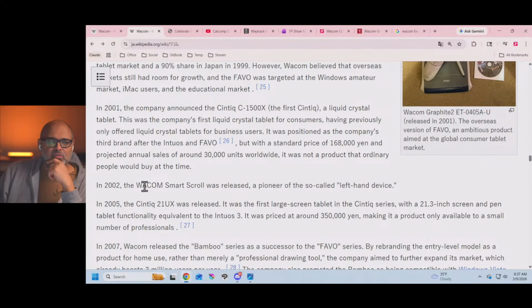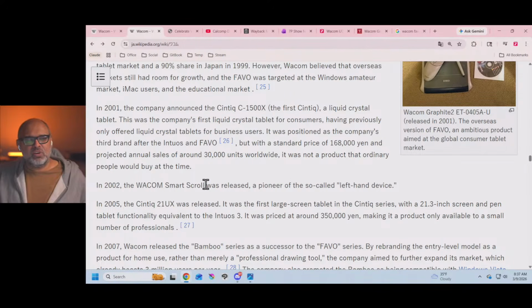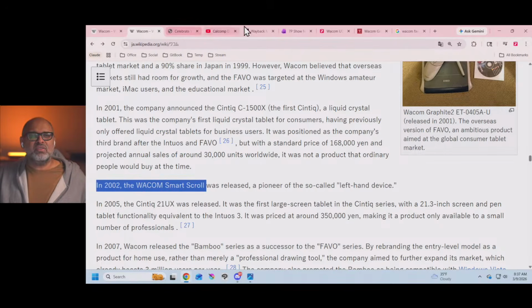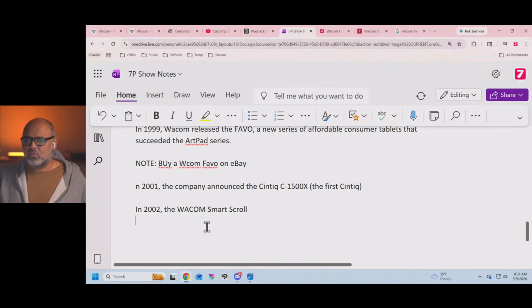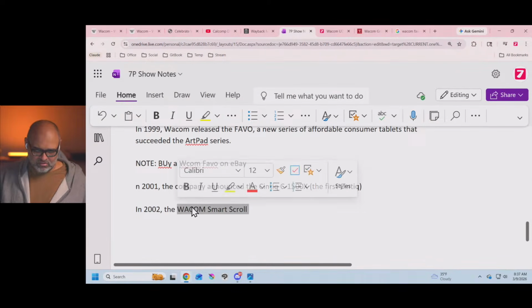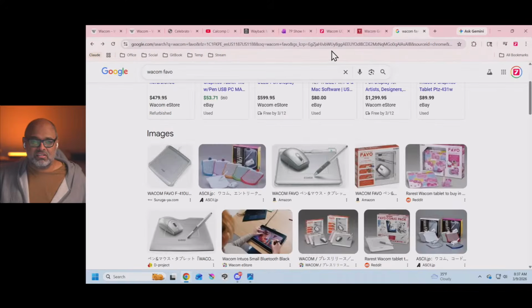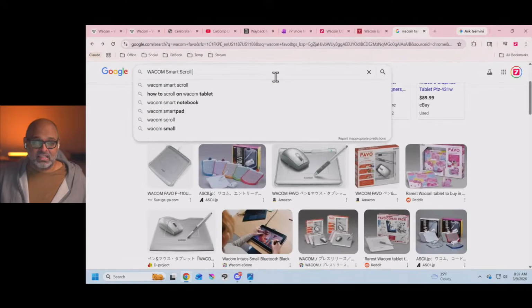In 2002, Wacom Smart Scroll was released, a pioneer of the so-called left-hand device. I have no idea what this means. Never even heard of this. Wacom Smart Scroll. Wait till we get to the Wacom DJ mixer. That does exist, by the way.